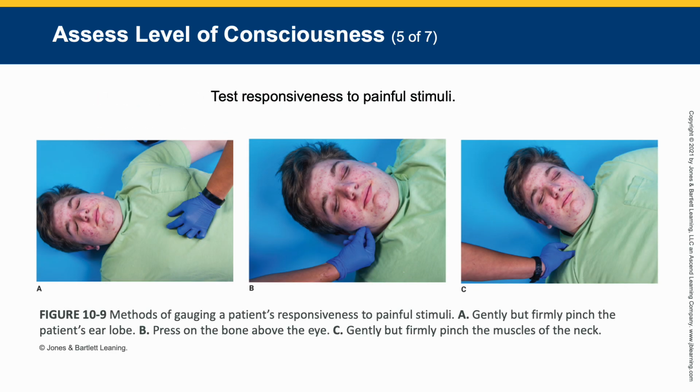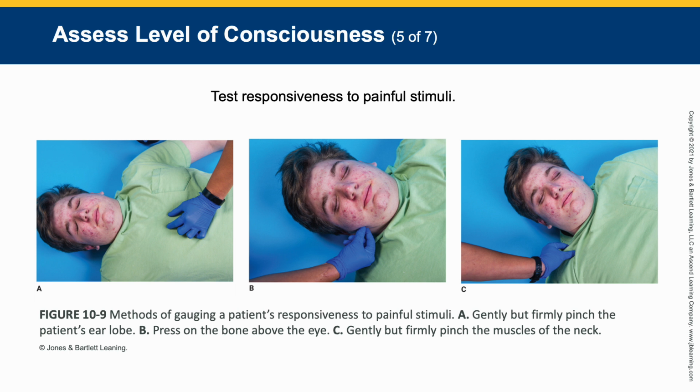Now, when applying your painful stimuli, it's important to use the appropriate technique and location. For example, a gentle but firm pinch of the trapezius muscle or pressure to the bone above the eye is typically enough to gauge a response. Be cautious when dealing with a trauma patient. You don't want to worsen a spinal injury or cause unnecessary discomfort. Then note whether the patient withdraws, moans, or attempts to push your hand away. These are all signs of neurological function.